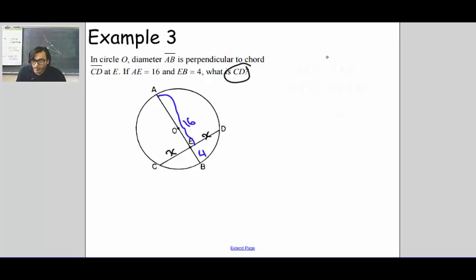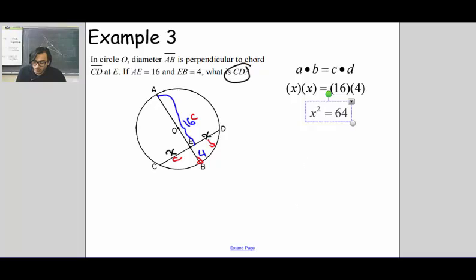So I'm going to write my formula down. A times B equals C times D. I'm going to make this my A. I'm going to make this my B. This will be my C. And then this will be my D. So doing that, I get X times X equals 16 times 4. That works out to X squared equals 64.